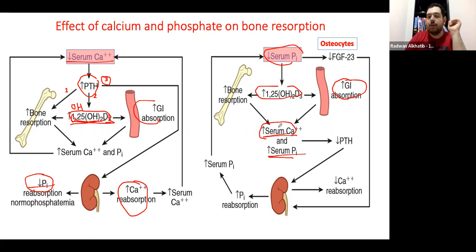Now, when we have high serum calcium, it's opposite to this. If we have high serum calcium, parathyroid hormone will go down. We said that parathyroid hormone goes up if we have low calcium, but if we have high calcium, then the parathyroid hormone will go down.